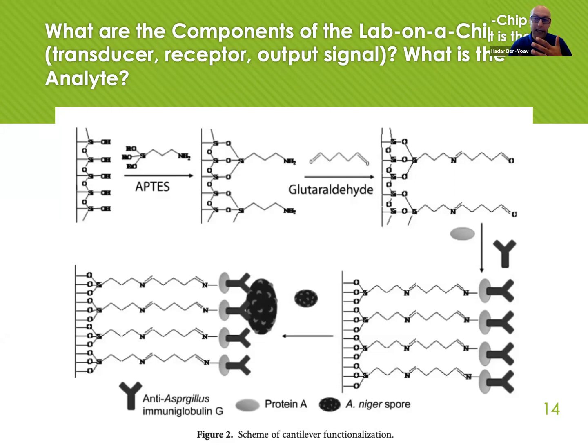So again, how do we recognize the receptor? We look at what could be missing here that could prevent detecting the Aspergillus spore, and this is basically the antibody itself. If we don't have the antibody and we have everything else in the protein, the spore will not bind specifically to the protein. We need the antibody for that, so the antibody is the receptor. Any questions on this slide?